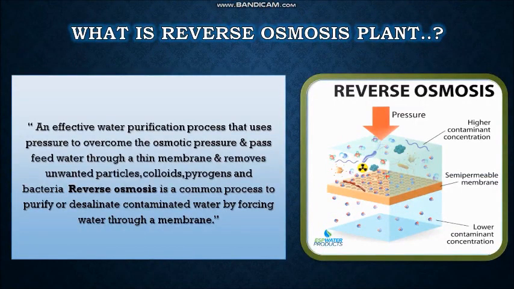What is a reverse osmosis plant? Reverse osmosis is a common process to purify or desalinate contaminated water by forcing water through a membrane. It is an effective water purification process that uses pressure to overcome the osmotic pressure and passes feed water through a thin membrane and removes unwanted particles, colloids, pyrogens, and bacteria.